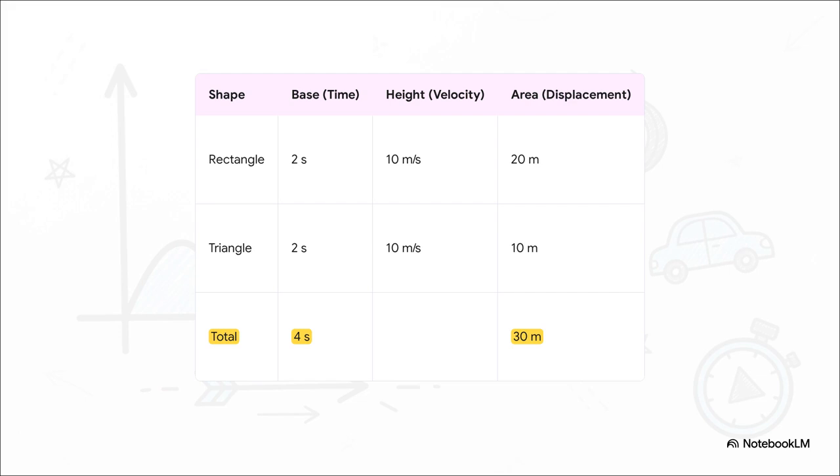First, the rectangle. That's for the first 2 seconds. It's 2 seconds wide and 10 meters per second high, so that's 20 meters of displacement right there. Now for the triangle part. Its base is also 2 seconds, and its height goes up by 10 meters per second. And you remember the area of a triangle, right? It's 1/2 base times height, so that gives us another 10 meters. Add them up, 20 plus 10, and you get a total displacement of 30 meters. See? The rule still works perfectly.